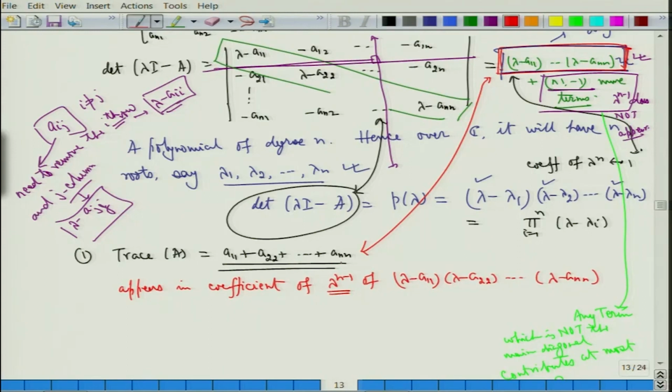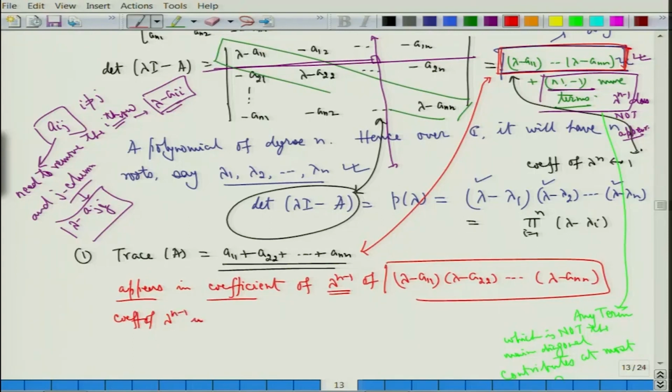So I am looking at the trace of A, which is the same thing as looking at the coefficient of lambda to the power n minus 1. And how does it come? The coefficient of lambda to the power n minus 1 in the determinant of lambda I minus A is nothing but minus of a11 plus a22 plus up to ann. Look at it here, fine. Why is it happening?